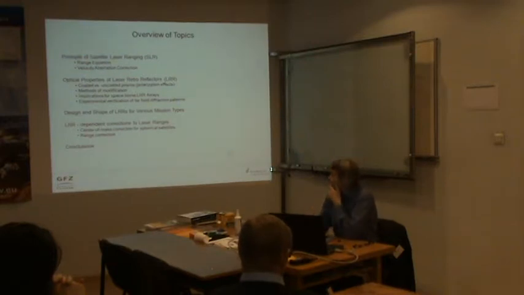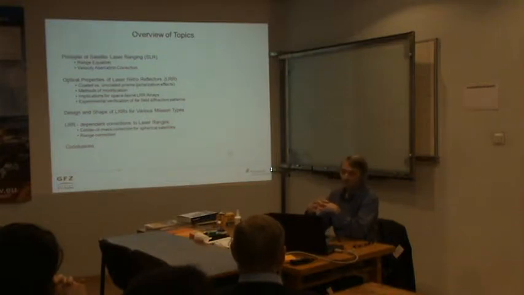I will give an overview of design and shape of laser retroreflectors for various mission types. There are satellites at different altitudes. There is plenty of spacecraft at altitudes between, let's say, 450 to 800 or 1,000 kilometers. Then there is a big gap up to about 6,000 kilometers, and then there is another gap, and the space becomes populated with laser retroreflector carrying spacecraft again at altitudes starting from about 19 to 20,000 kilometers.